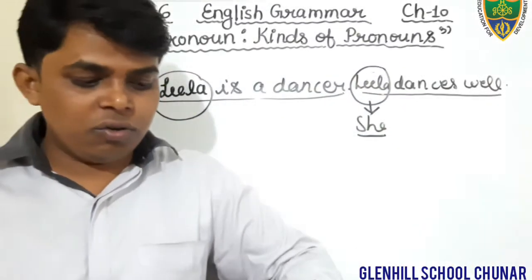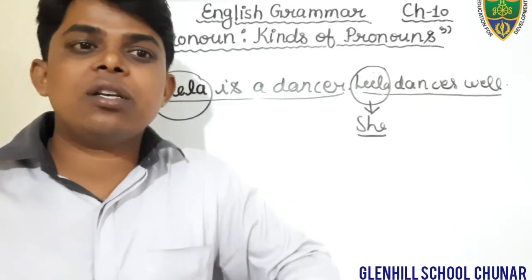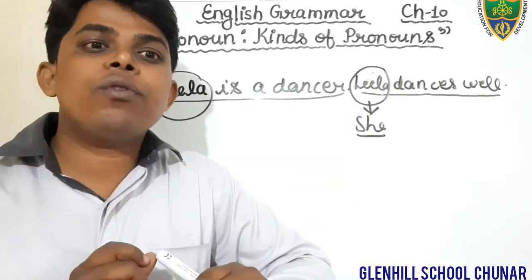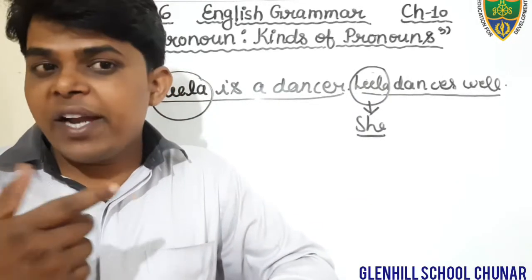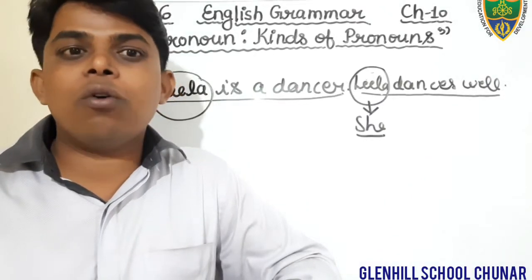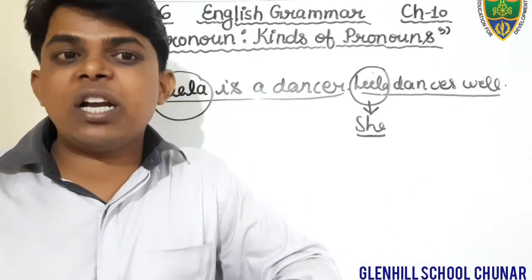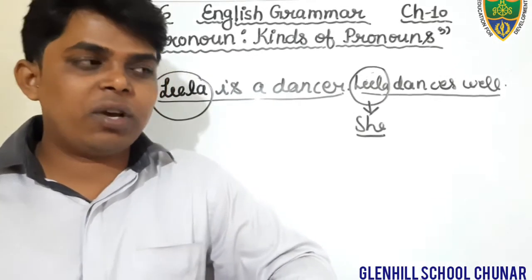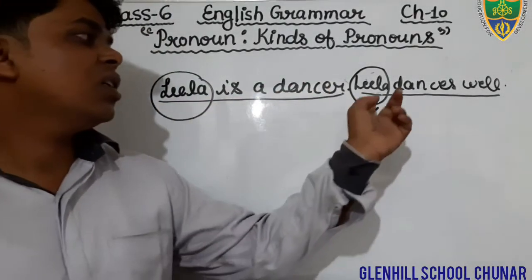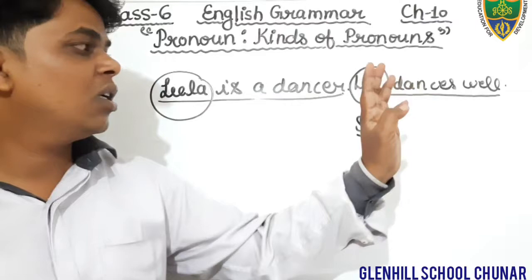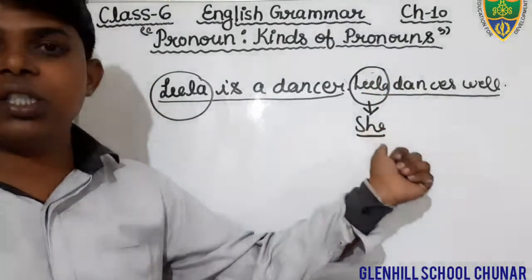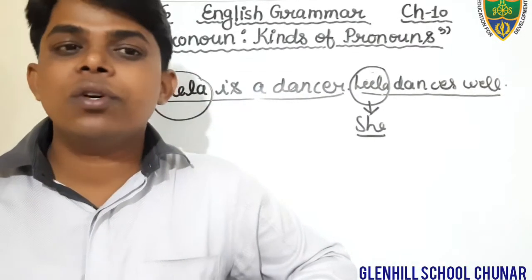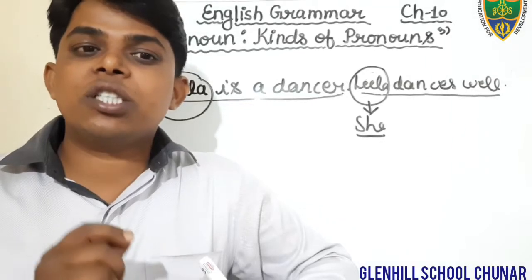So on the basis of this example, we can say that we use pronoun to avoid repetition of noun. Pronoun is a word that we use in place of a noun or instead of a noun. You can see the example: Leela is a dancer. She dances well. In this sentence, the word she is a pronoun. Okay students, I hope you all have understood what a pronoun is. A pronoun is a word that we use instead of a noun.